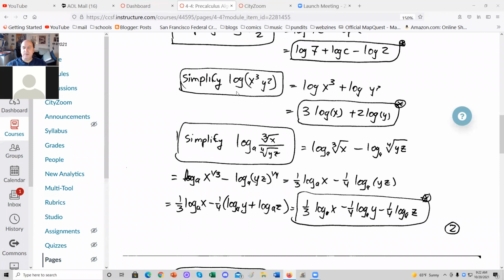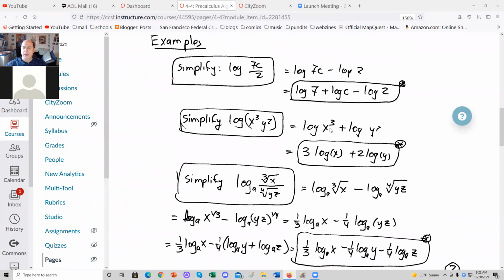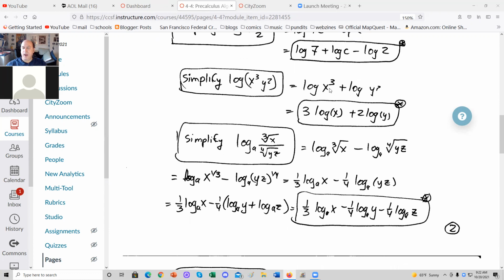Here we have, to simplify, common log of x to the third, y to the second. Well, this is a log of a product, so it's a sum of logarithms. Log of x to the third plus log of y to the second. And this x to the third is x times x times x, so it's log x plus log x plus log x, or 3 log x. Log of y squared is log of y times y, so it's log y plus log y, or twice log y. So the logarithm of a power comes outside the logarithm.